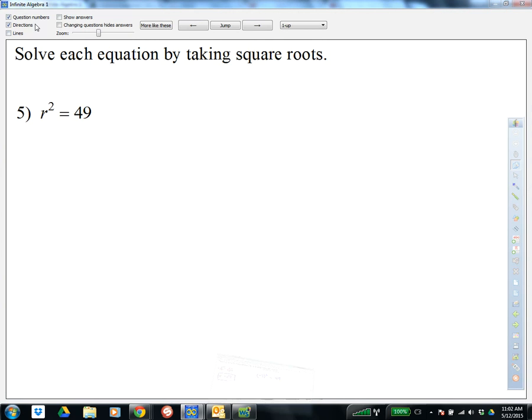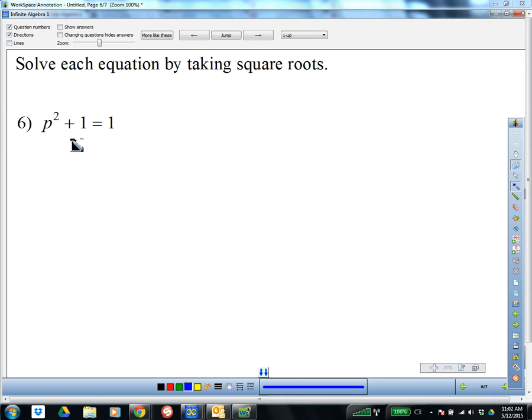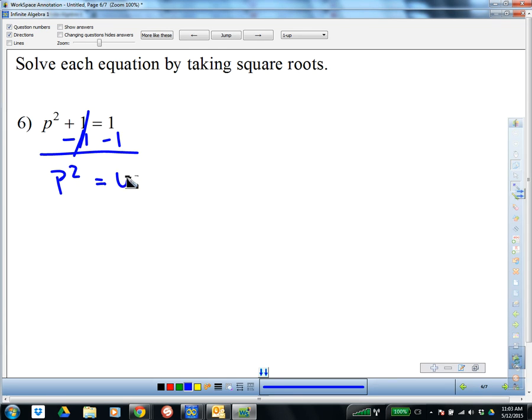Next question. Let's look at this one. This one's a little bit different because you've got to solve first. So you go minus 1 on both sides. These cross out, and you end up with p squared equals 1 minus 1, which is 0.